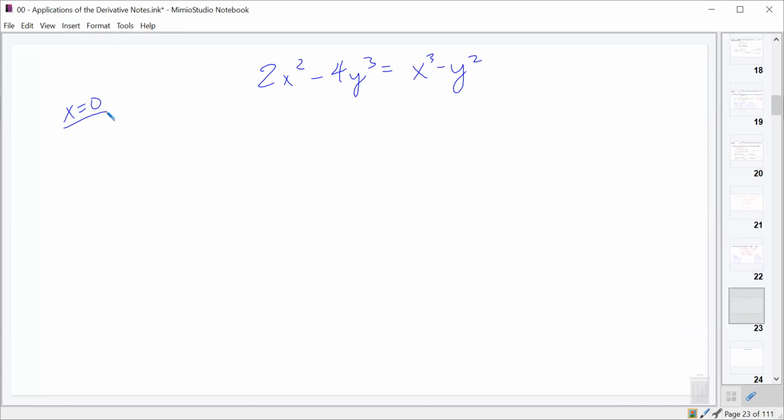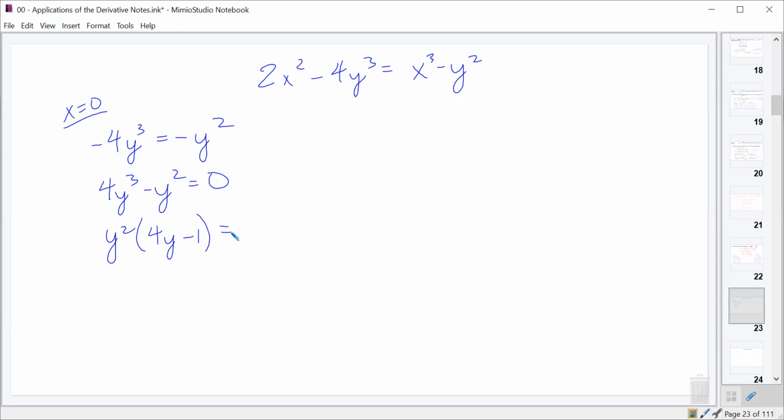Well, if x is 0, all the x terms are going to disappear. And we'll just be left with negative 4y cubed equals negative y squared, or 4y cubed minus y squared is equal to 0. We'll factor out the y squared and get y equals 0, y equals 1/4. And since we used x equals 0 here, we know that the ordered pairs we're looking at are (0, 0) and (0, 1/4). So that's a good start here.